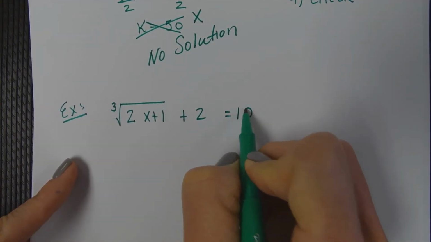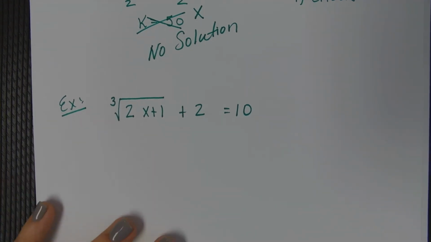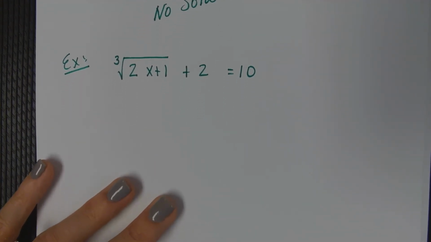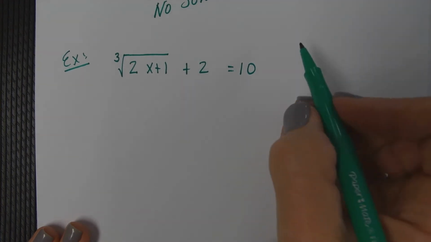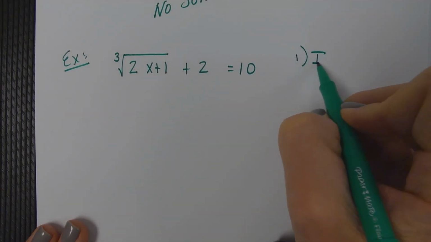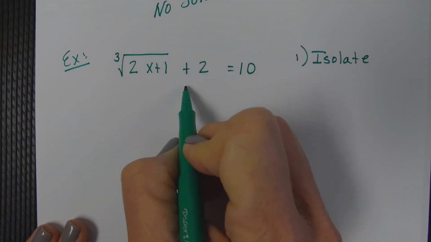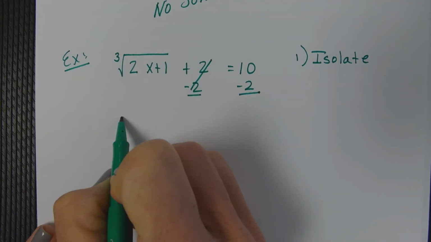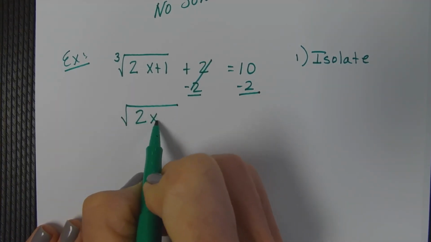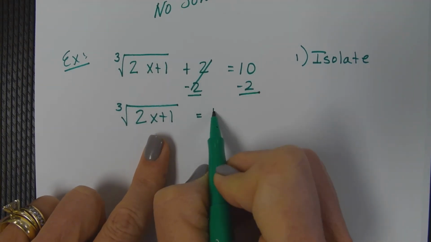Okay, so if you notice, the only difference here is the index is 3. So that doesn't really change much, but it will when we eliminate. So let's go to our steps. Number 1, isolate. Go ahead and subtract the 2. What you do on one side, you do on the other. So you're left with the cube root of 2x plus 1 equals 10 minus 2, which is 8.